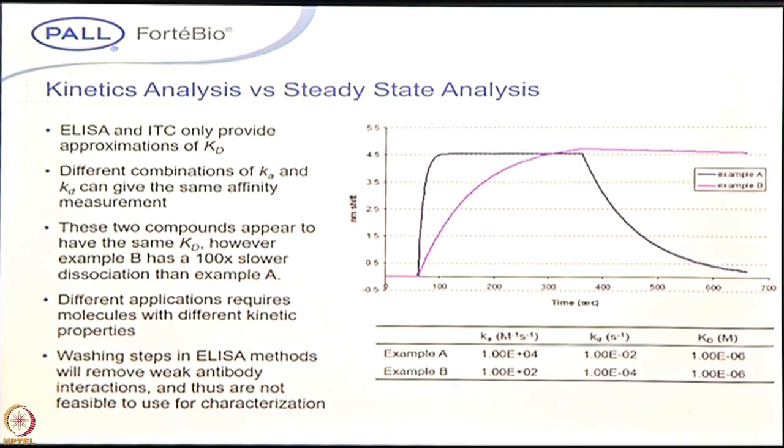If I look at one example based on ELISA steady state analysis, if you look at the KD parameters from the ELISA, it looks like both are the same. When you perform it on the label-free platform and look at the kinetic constant parameters, in this example the blue trace is dissociating very fast, while for the pink one the dissociation is very slow. So why this is important: based on the rate of dissociation, we can see the differentiation when you are selecting the right candidate.